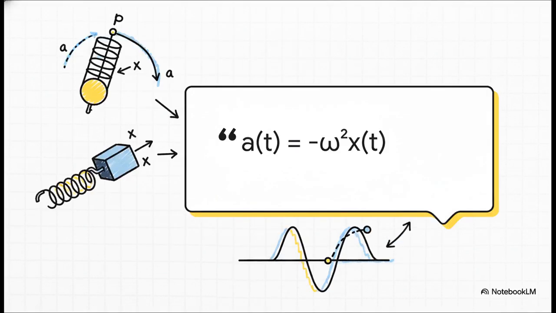And that relationship brings us to the true signature, the absolute hallmark of simple harmonic motion. This little equation right here. It says that the acceleration is directly proportional to the displacement, but in the opposite direction. If you ever see this relationship in any system, you know without a doubt that you are looking at simple harmonic motion. It's the defining characteristic.